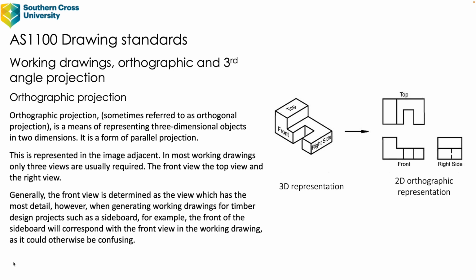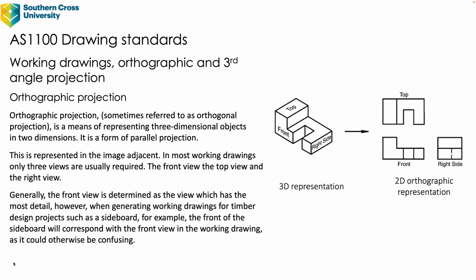So if you look at the image there on the right-hand side, you can see there's a three-dimensional object there, and that is how it will look in a two-dimensional orthographic representation. So you've got your front view down in the bottom left, you've got your top view directly above it, and then you've got your right view directly to the right side of the front view. Now, in most working drawings, only three views are usually required: the front view, the top view, and the right view. And that's specific for third angle projection, which we'll talk about shortly.